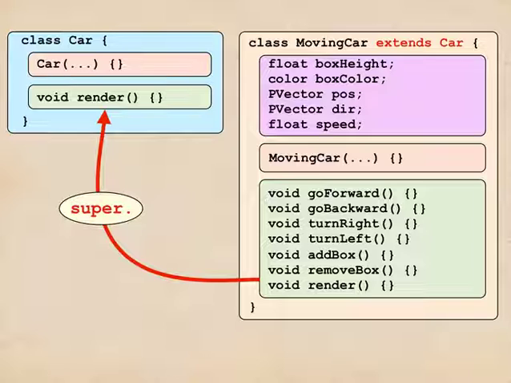It turns out that the very same discussion holds for variables. So if car had a variable called box height and moving car had a variable called box height, you could refer to the car version by saying super.box height. I recommend that you not do that. Until you're very comfortable with classes and subclasses, I strongly suggest you don't duplicate variable names.